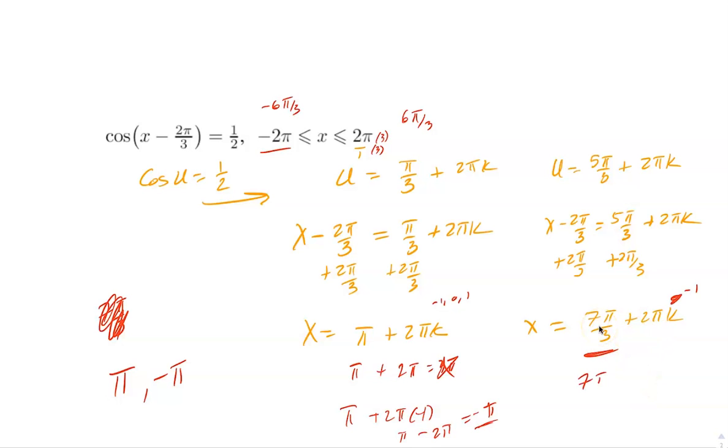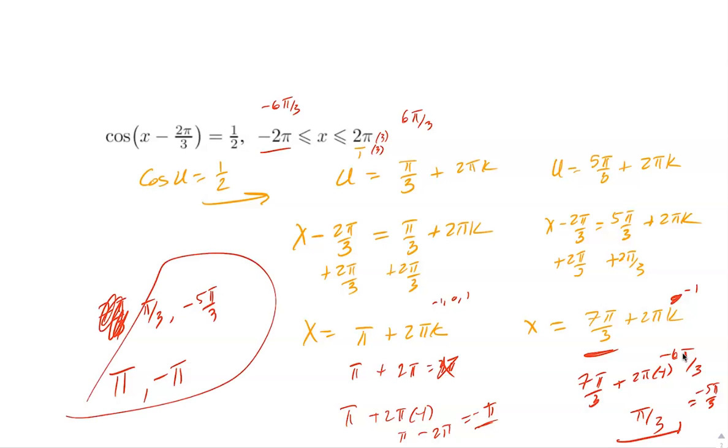So 7 pi over 3 plus 2 pi times negative 1. Again, we should count the denominator now. It's going to be negative 6 pi over 3. Like that's what 2 pi is in terms of 3. So I'm just going to get pi over 3. And that fits the domain. If I subtracted another 6 pi over 3 to do another rotation, I'll actually get negative 5 pi over 3. And that fits the domain. So those will be my 4 answers.